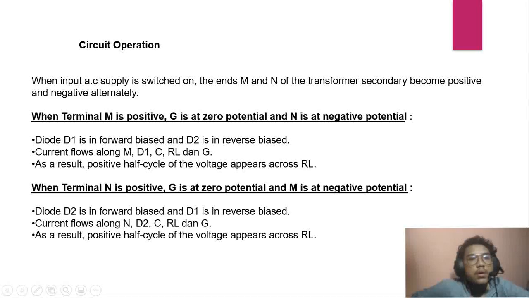Next, when terminal N is positive, G is at zero potential and M is at negative potential. Diode D2 is in forward bias and diode D1 is in reverse bias. As a result, the positive half cycle of the voltage appears across RL.